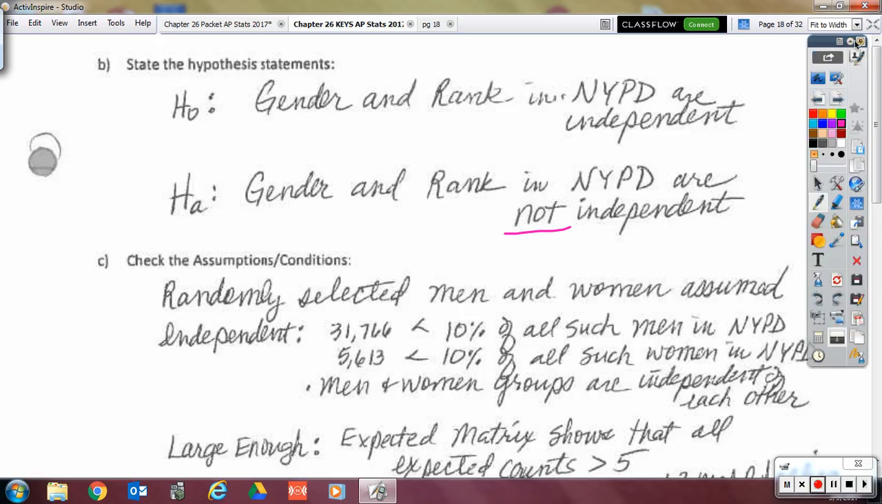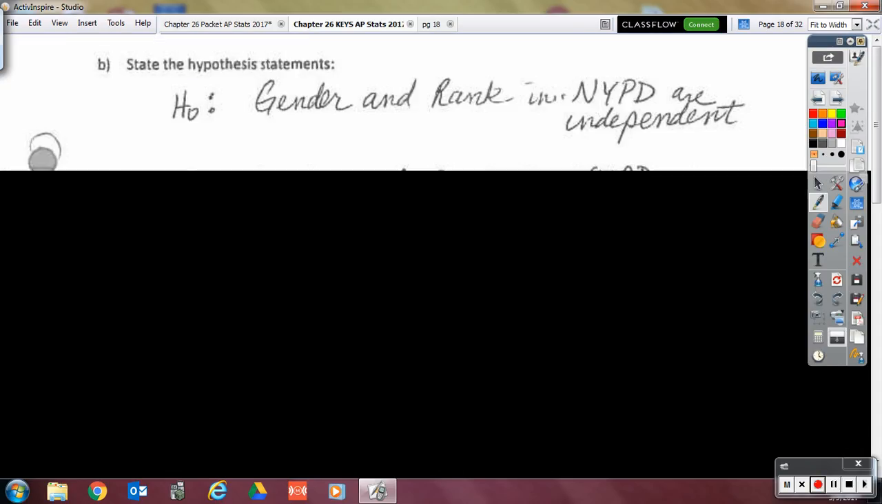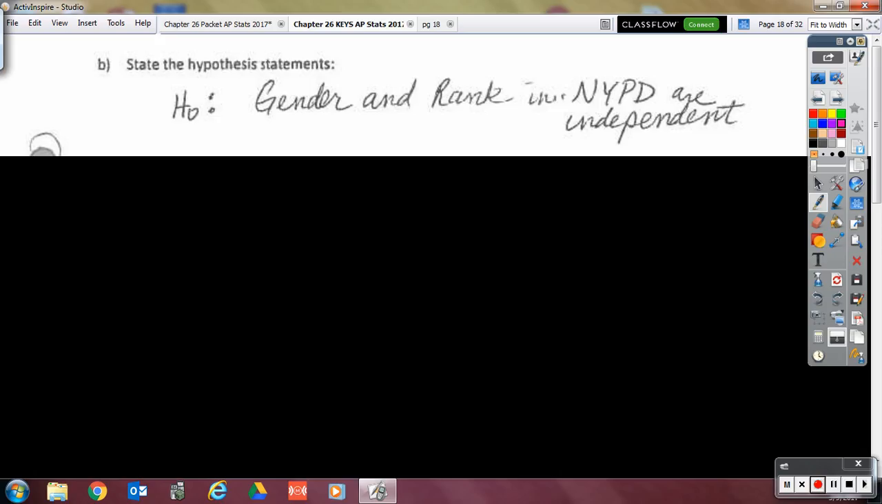So if we take a look at this, let's walk through it. Our null hypothesis is that gender and rank in the NYPD are independent.